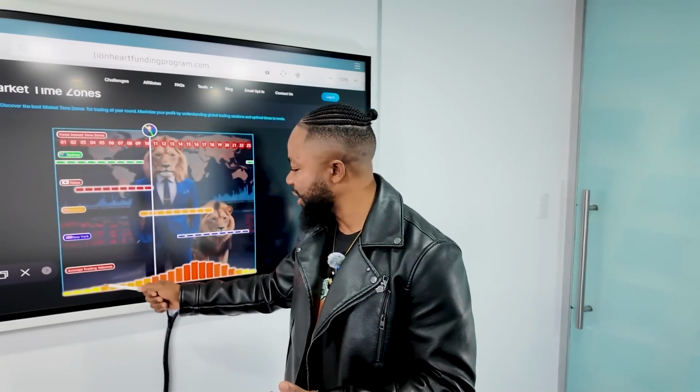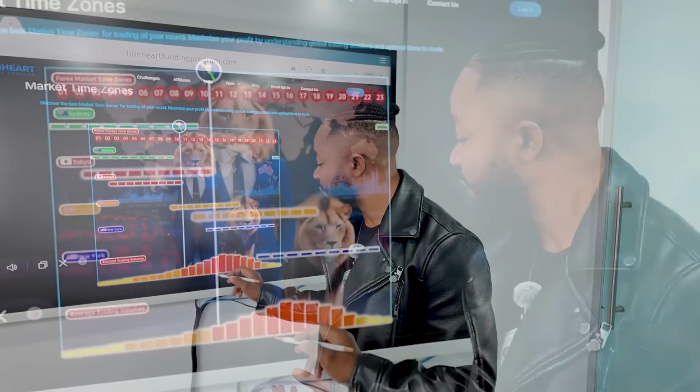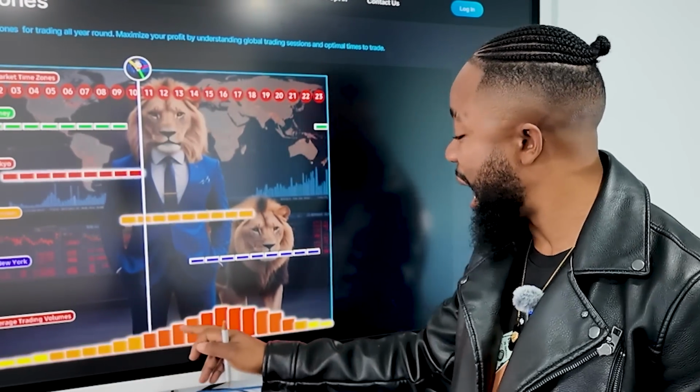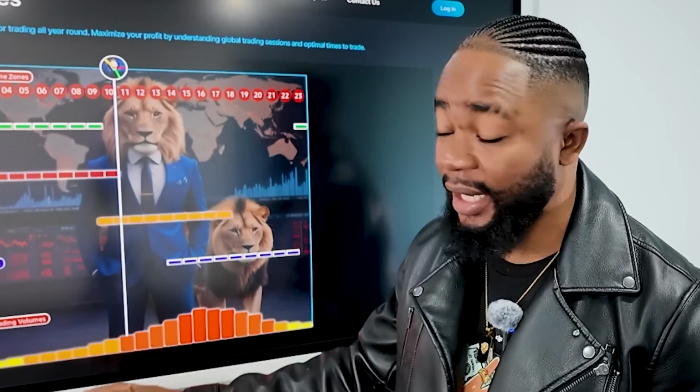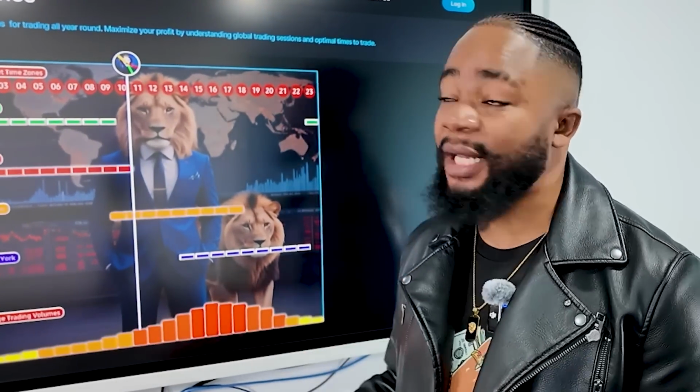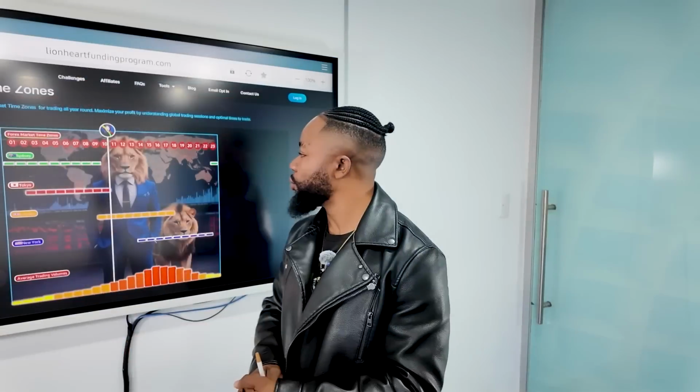You can see the average trading volume. The average trading volume we used to have is somewhere here. So always trade where the average trading volume is very, very high. When the average trading volume is on yellow, you shouldn't be trading. And this tool will help you to know that.